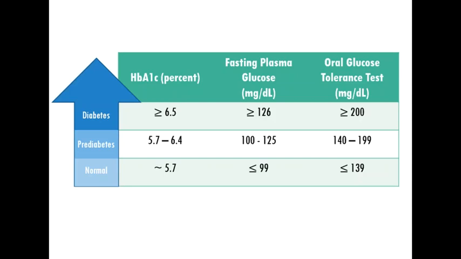HbA1c below 6.4% or plasma glucose level under fasting conditions between 100 and 125 milligram per deciliter, or OGTT showing 140 to 199 milligram per deciliter of glucose. This leads to a pre-diabetic condition.